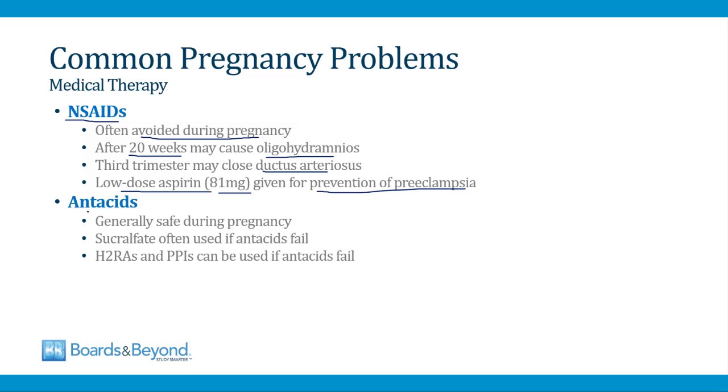And then GERD and heartburn symptoms are a very common problem during pregnancy, and you should know that antacids are generally safe during pregnancy if not taken in excessive doses. In many cases, antacids aren't enough, and you should know that sucralfate is also safe in pregnancy if antacids fail. And then beyond sucralfate, you can use histamine receptor antagonists and proton pump inhibitors. These drugs are also safe and commonly used in women who are pregnant.